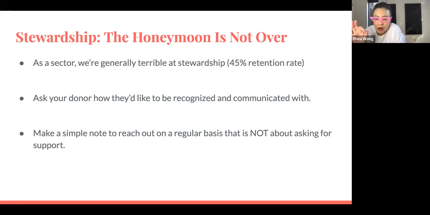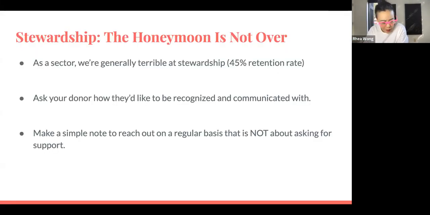Also, make a note that there should be at least 7 significant touch points before you even think about asking for a gift again. And that touch point could look like an email, a phone call, a coffee, or a site visit. But you need to make sure that there's some kind of significant relationship building that happens. Otherwise it becomes like those teenagers who just come around whenever they need money. Don't be that teenager. Those teenagers are awful.